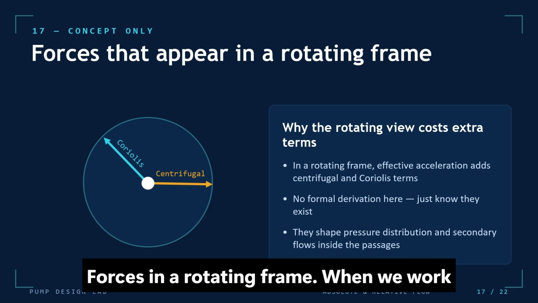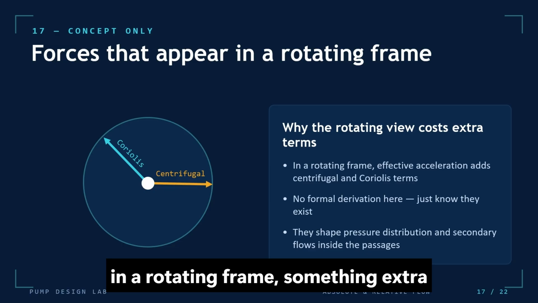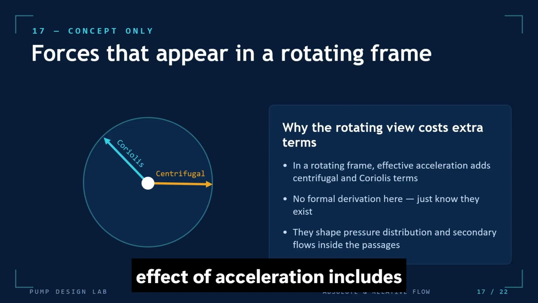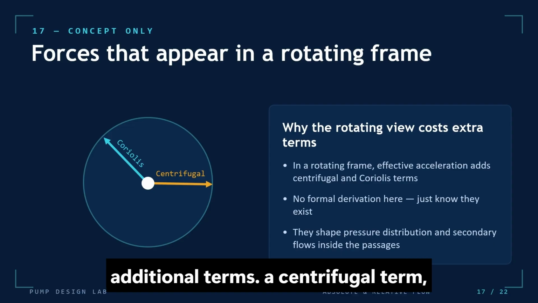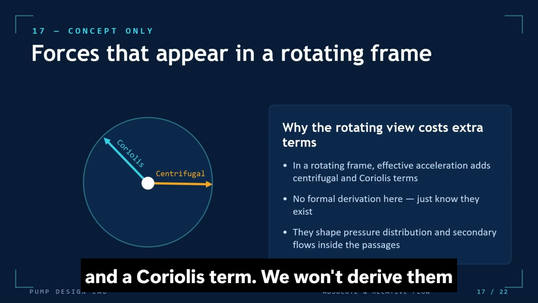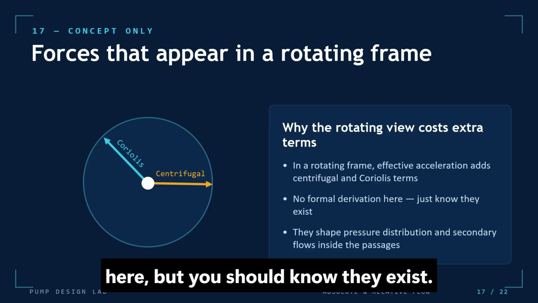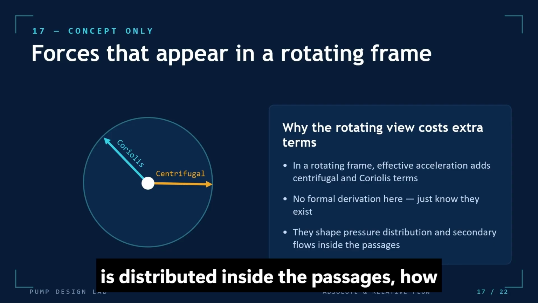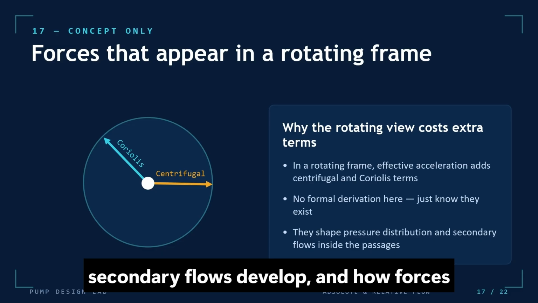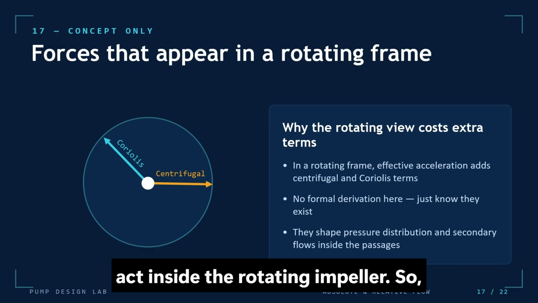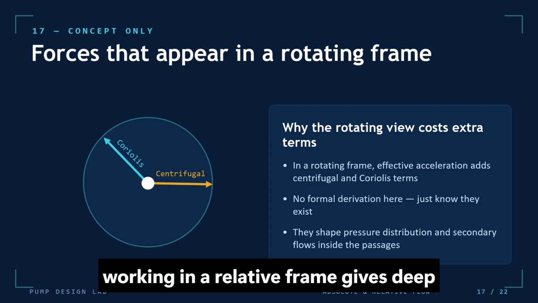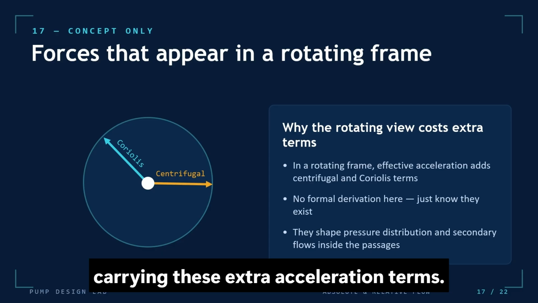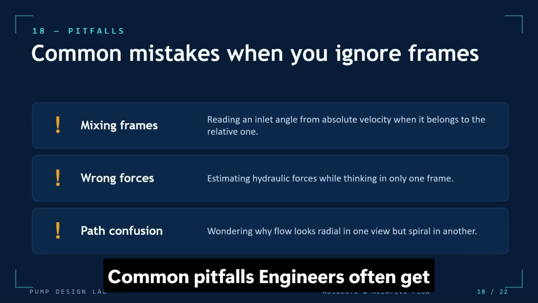Forces in a rotating frame. When we work in a rotating frame, something extra appears in the equations of motion. The effective acceleration includes additional terms, a centrifugal term, and a Coriolis term. We won't derive them here, but you should know they exist. These extra terms influence how pressure is distributed inside the passages, how secondary flows develop, and how forces act inside the rotating impeller. So, working in a relative frame gives deep insight into blade design, but also means carrying these extra acceleration terms.